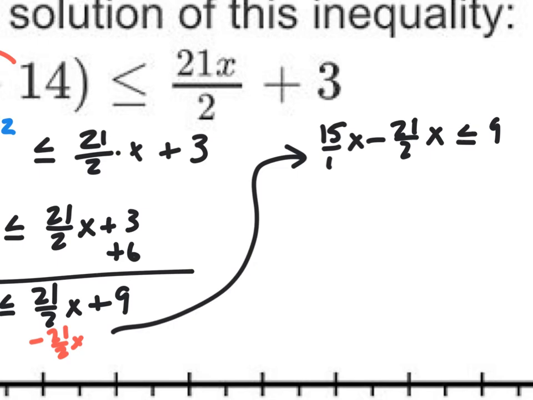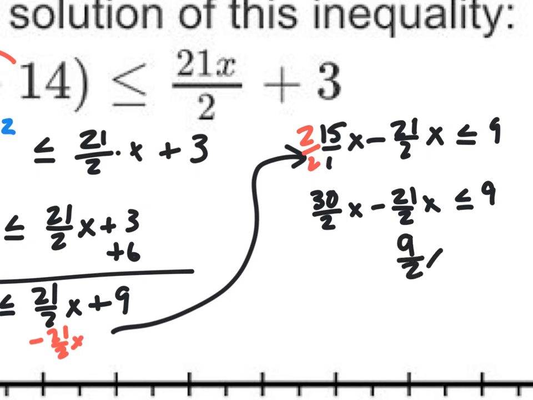All right, so when I do this, I need to get a common denominator. I'm going to multiply this by 2 over 2. So I end up getting 30/2 x minus 21/2 x, and this is less than or equal to 9. So if I take 30 halves minus 21 halves, it's going to give me 9 halves x is less than or equal to 9. And then I'm going to multiply both sides by 2/9, so multiply by 2/9 over 1.